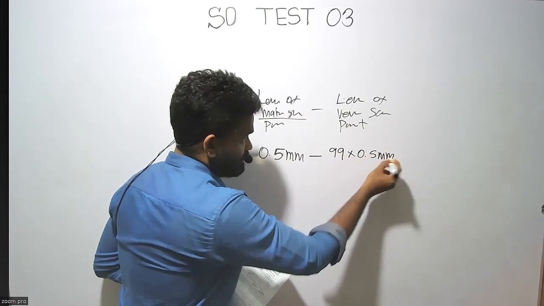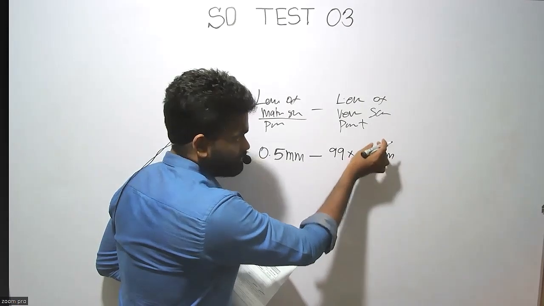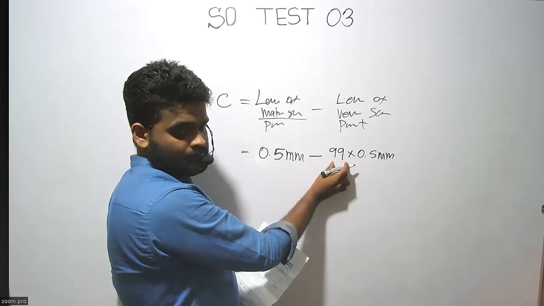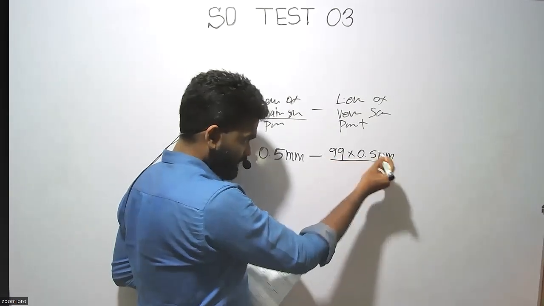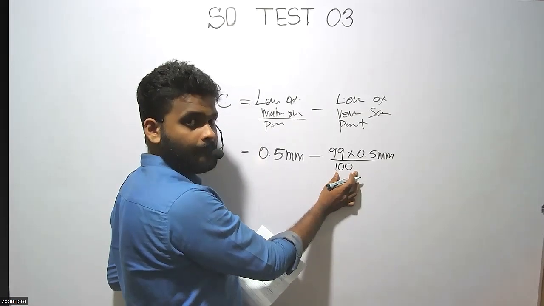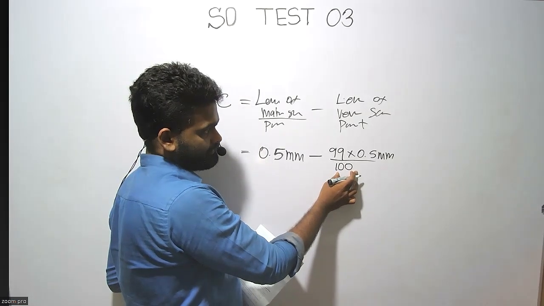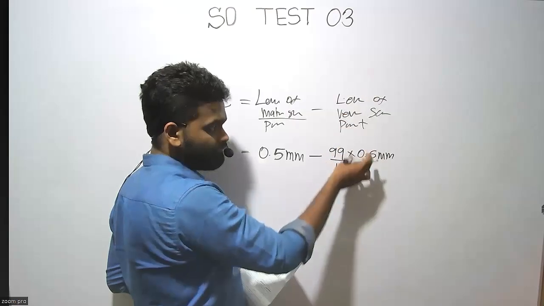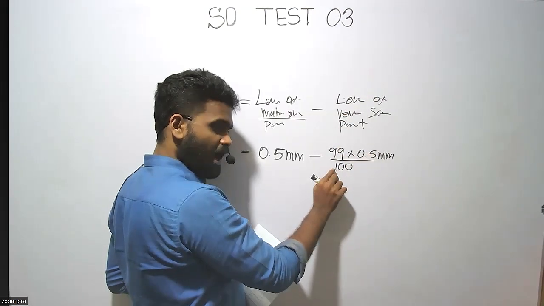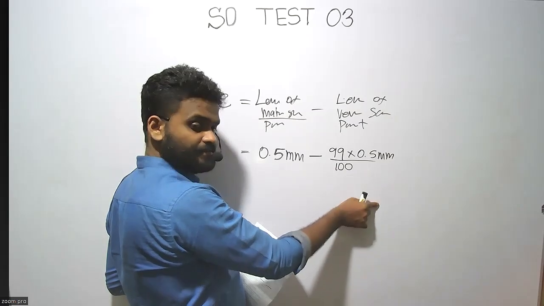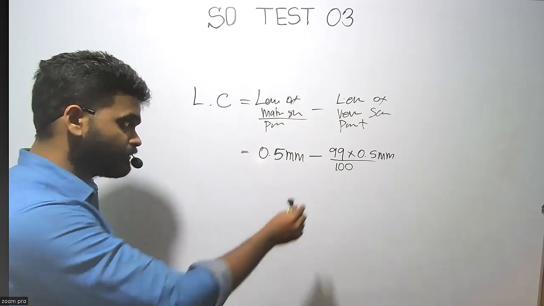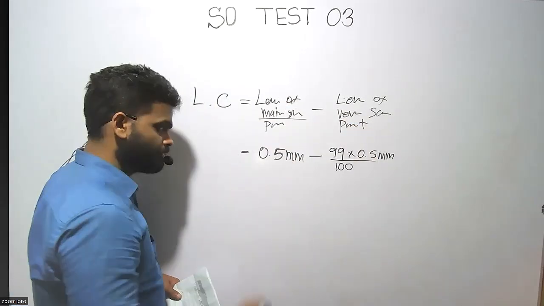So one division is 0.5 millimeter in the main scale. 99 of those is divided into 100 vernier parts. Ready? So this is the length of a vernier part. Understood? This length is divided into 100 parts, as in vernier scale. So this is the length of a vernier scale part, right?